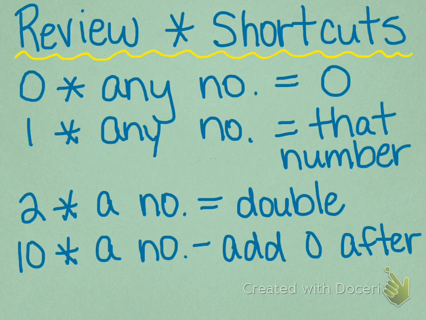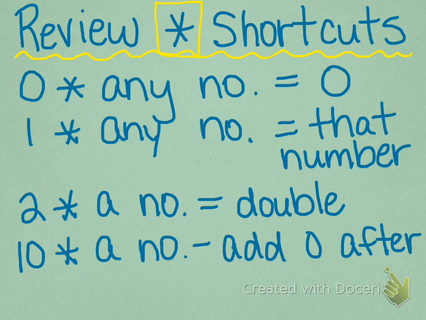Alright, so we're going to review some multiplication shortcuts, and this symbol that you see right here is also another symbol for multiplication, if you'll remember from the last lesson. I wanted to remind you that 0 times any number is going to give you 0. 1 times any number equals that number. So I could even say 1 million times 1 is going to give me 1 million.